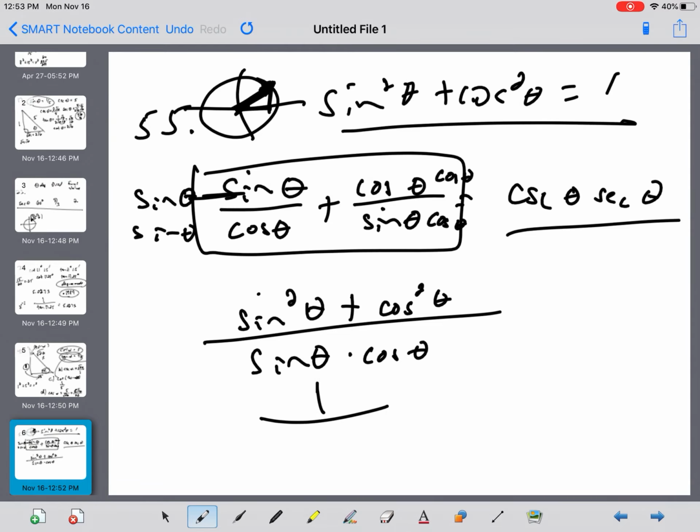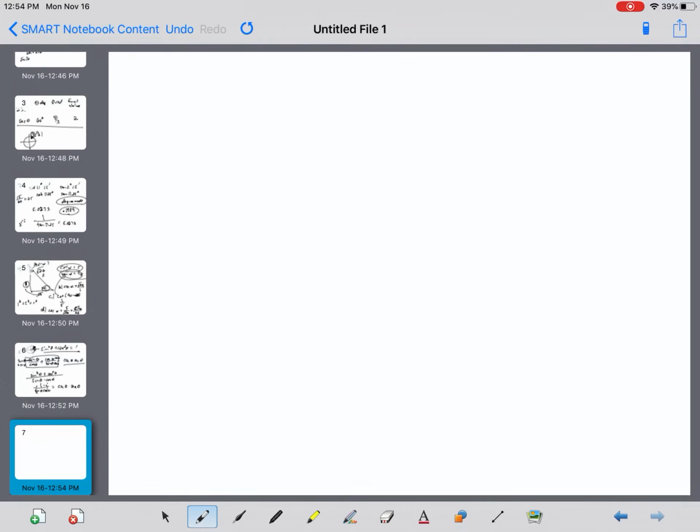So now I have 1 over sine theta cosine theta. Let me erase that. Now isn't 1 over sine cosecant and 1 over cosine secant? So there I have it. So when I get sine on the bottom, it's cosecant on the top. Cosine on the bottom is secant on the top. Okay, then a couple word problems and we'll be done.